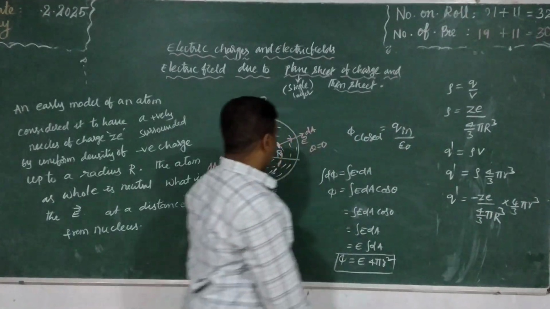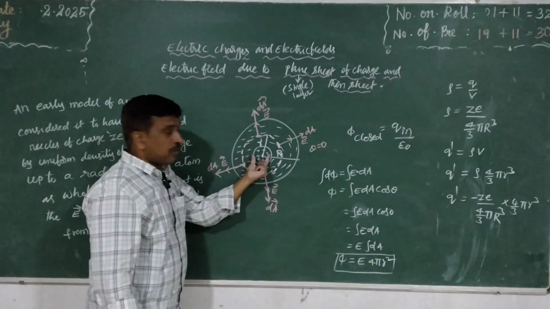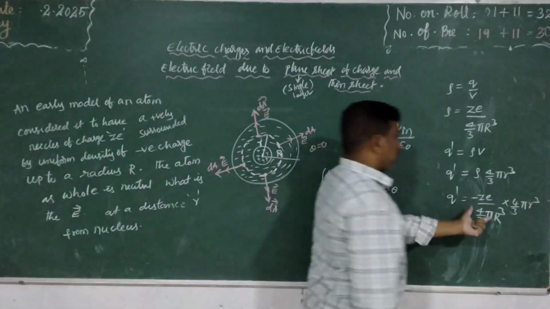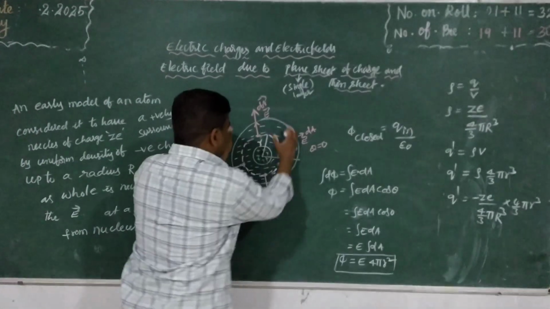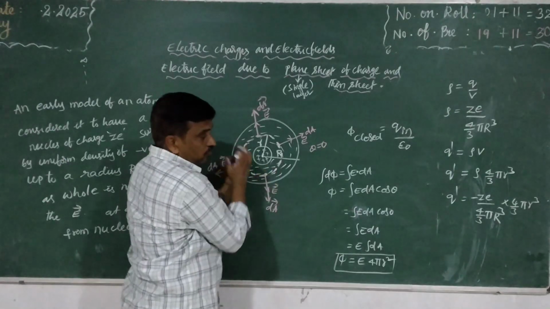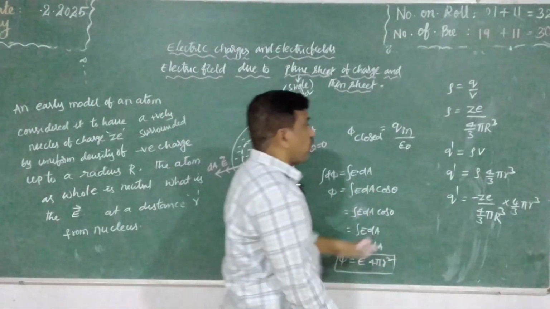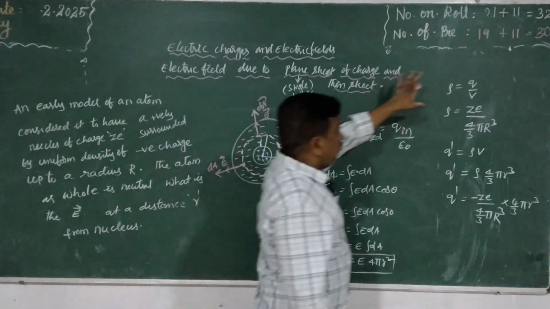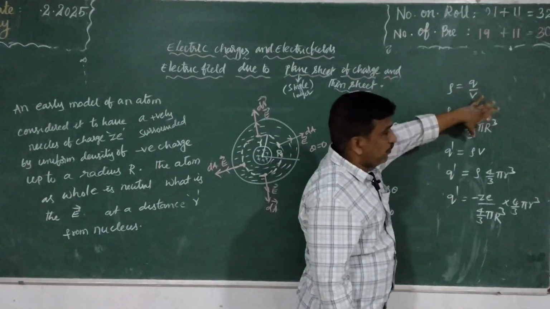So what is the Q dash? Here the negative charge we find out, plus the nucleus we already know, plus Ze. So this part we can find out. The total volume is 4 by 3 pi R cubed, with capital R. So the total charge is Ze, and the charge density is Ze by 4 by 3 pi R cubed.